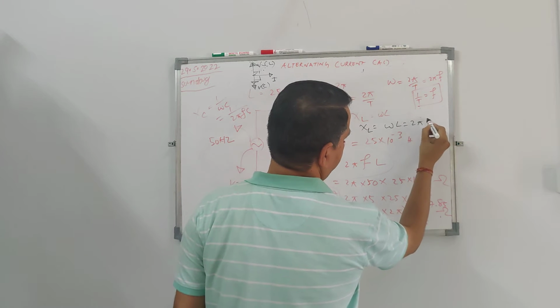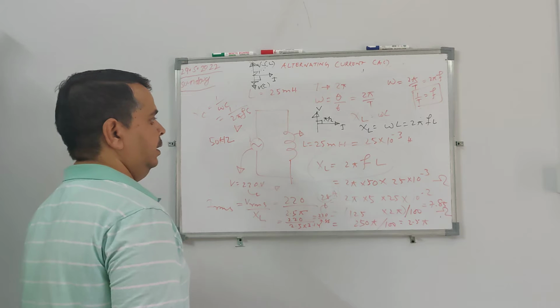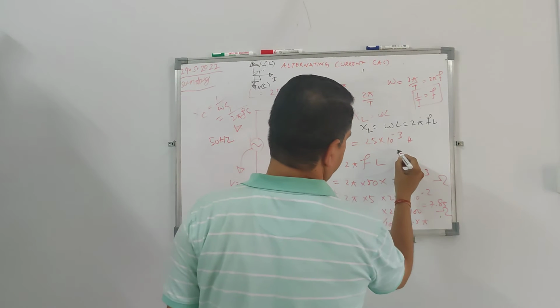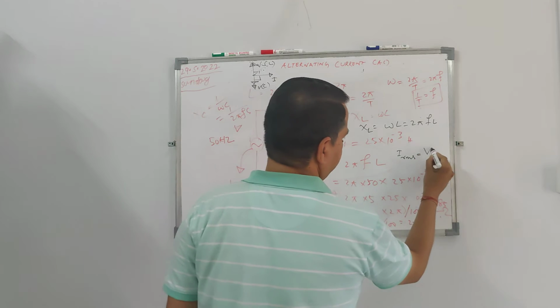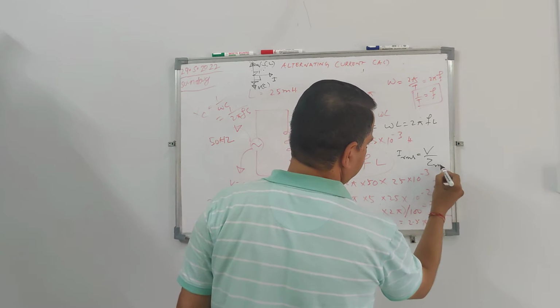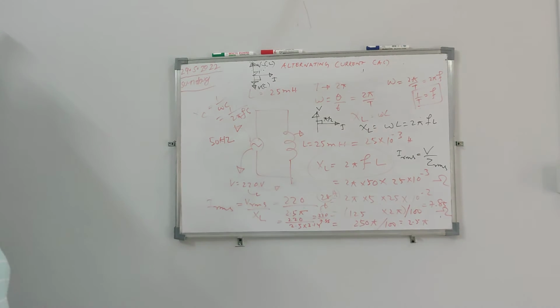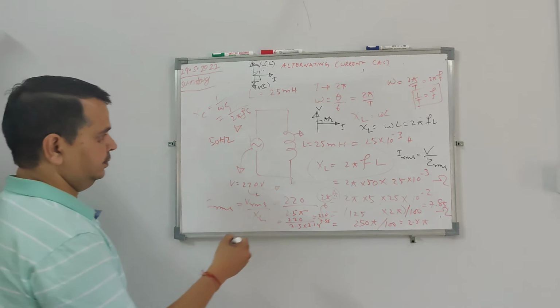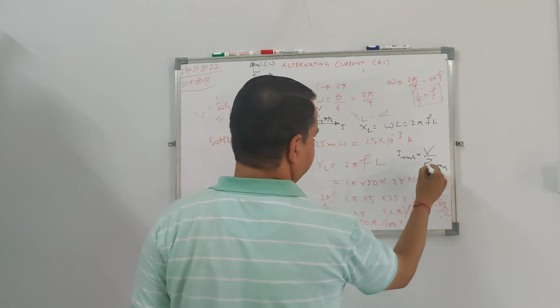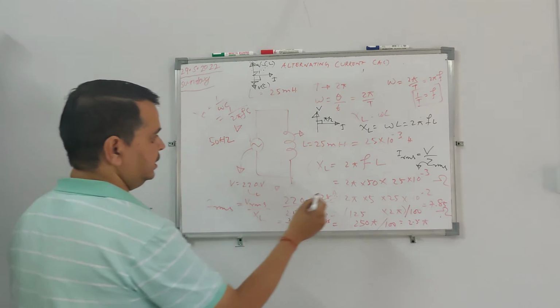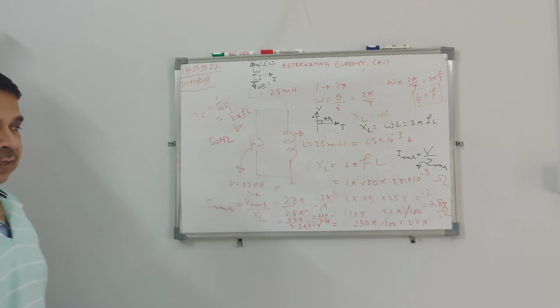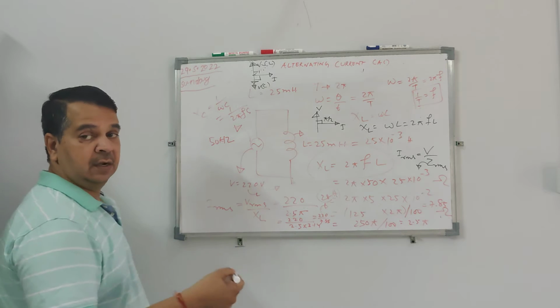And then we had introduced a term called inductive reactance, which is equal to omega L, which is nothing but 2 pi F L. And then we found out the term IRMS, which is nothing but V by ZRMS. This Z is your impedance. In this case, because it is purely inductive, it is XL, the inductive reactance.